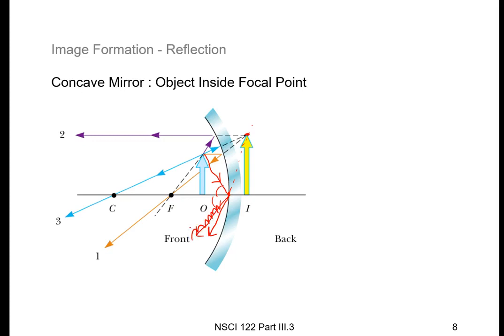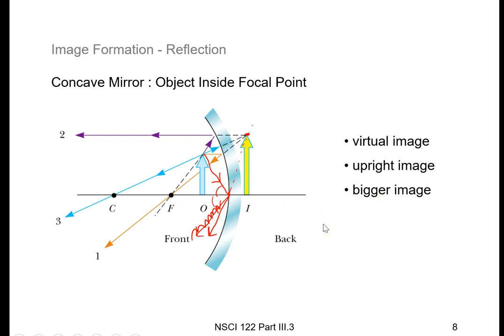Again, it's hard for me to do a careful ray trace with my stylus. But in any case, if you have a concave mirror and the object is inside the focal point, you're always going to get a virtual image. It is upright, or not inverted. It's not upside down compared to the object, and it's always going to be bigger than the object. You get a bigger image compared to the object.